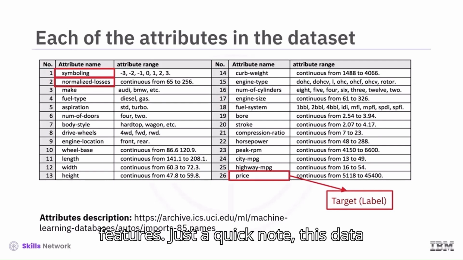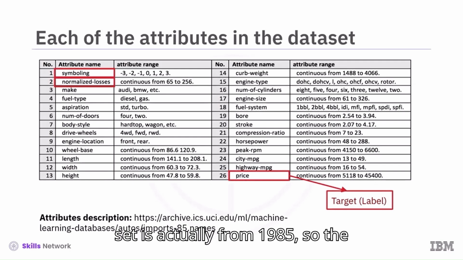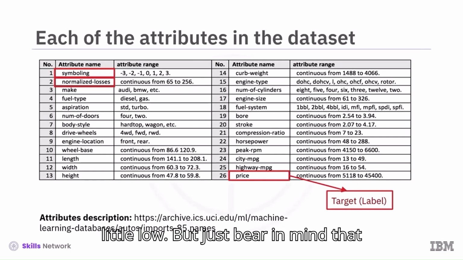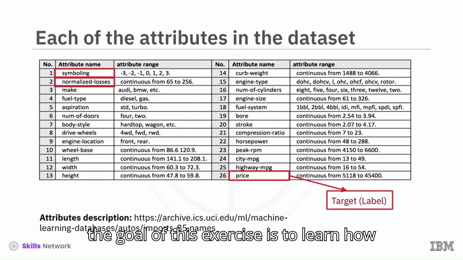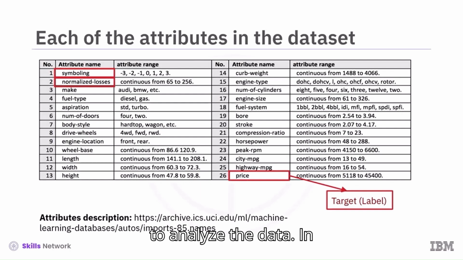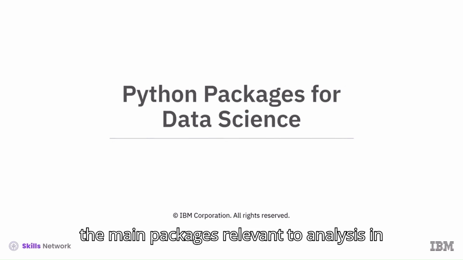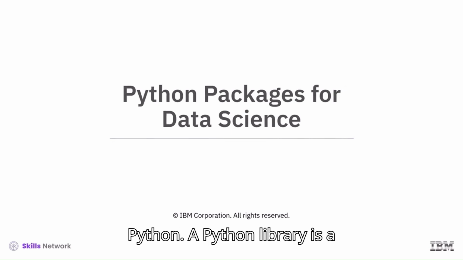Just a quick note, this dataset is actually from 1985, so the car prices for the models may seem a little low, but just bear in mind that the goal of this exercise is to learn how to analyze the data. In order to do data analysis in Python, we should first tell you a little bit about the main packages relevant to analysis in Python.